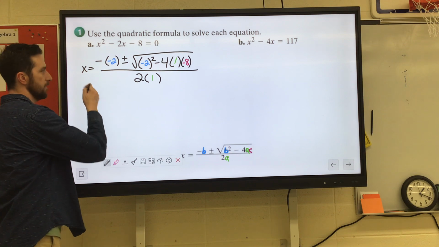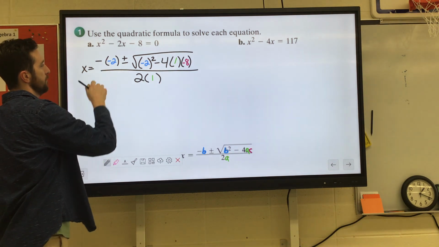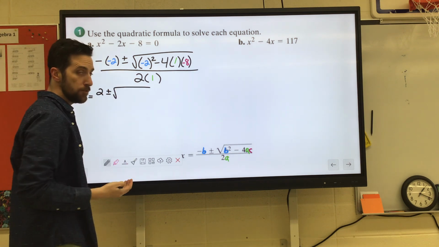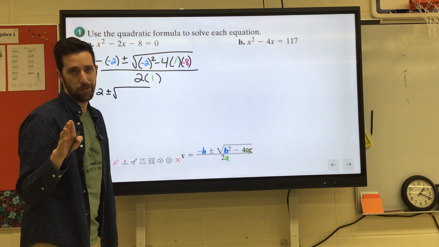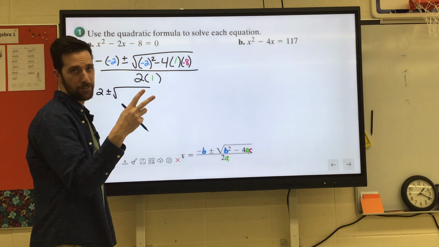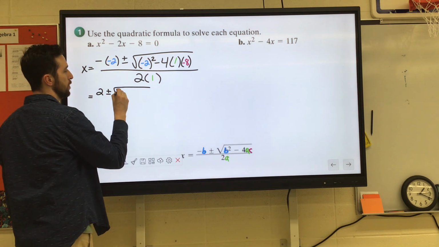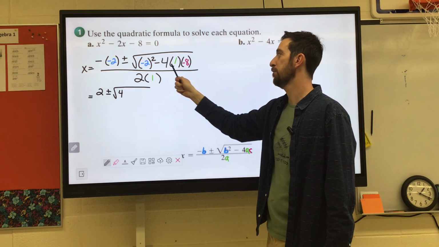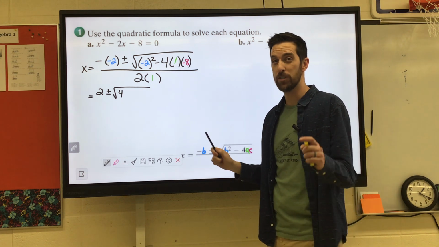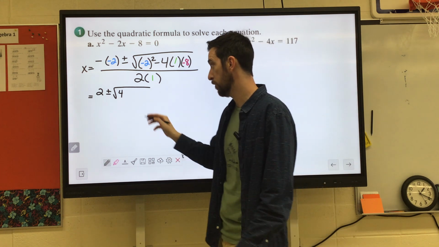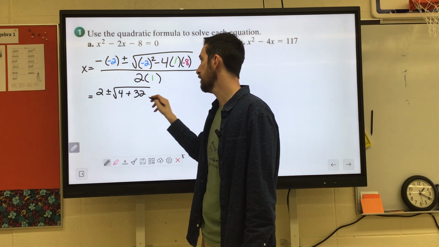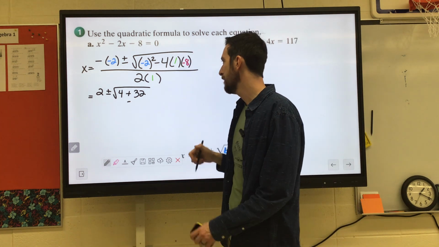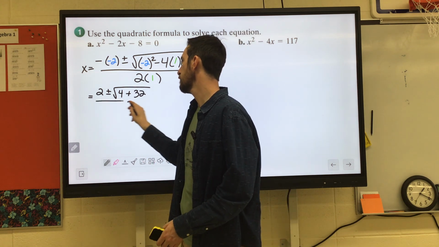All right, and then we just start in the numerator and just start working it. Opposite of -2 is +2, plus or minus square root. -2 squared. Don't forget, when you square anything, it comes out positive, because it's either a positive times positive or a negative times negative. So -2 squared is +4. But here's the weird part. This -4 times 1 is -4. -4 times -8 will switch to plus 32. Ooh! So be careful there. If your a or your c is negative, it's going to switch that sign to plus. And then denominator, we have 2 times 1, which is 2.